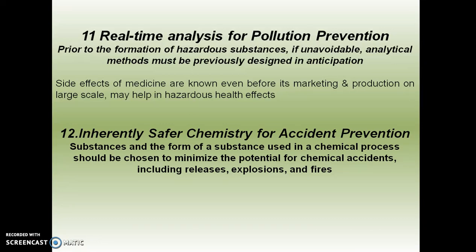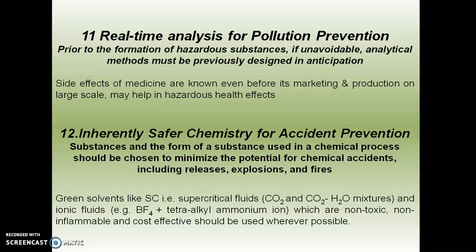The 12th principle is inherently safer chemistry for accident prevention. Substances and the form of a substance used in chemical process should be chosen to minimize the potential for chemical accidents, including releases, explosions, and fires. The example for this is using green solvents like supercritical fluids and ionic fluids, which are non-toxic, non-inflammable, and cost-effective, and should be used wherever possible.